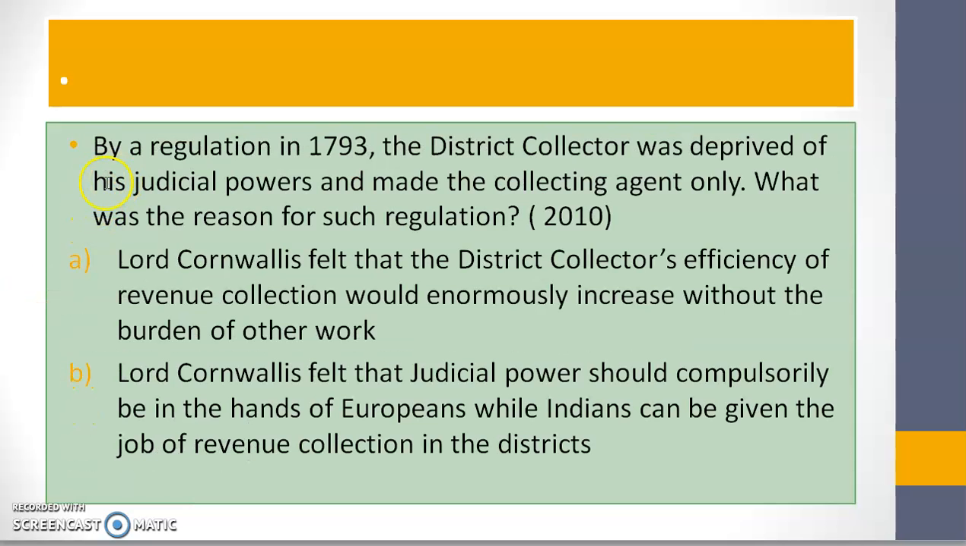Now let's look at the next question. By a regulation in 1793, the district collector was deprived of his judicial powers and made the collecting agent only. What was the reason for such a regulation? And this was asked in 2010.